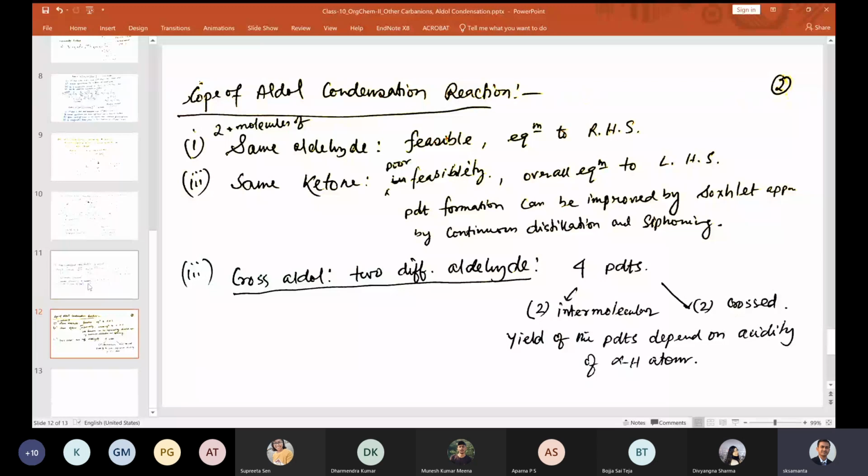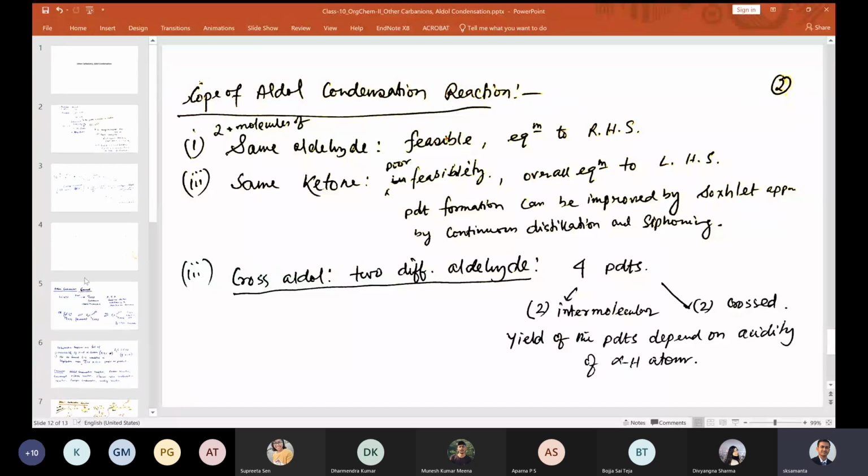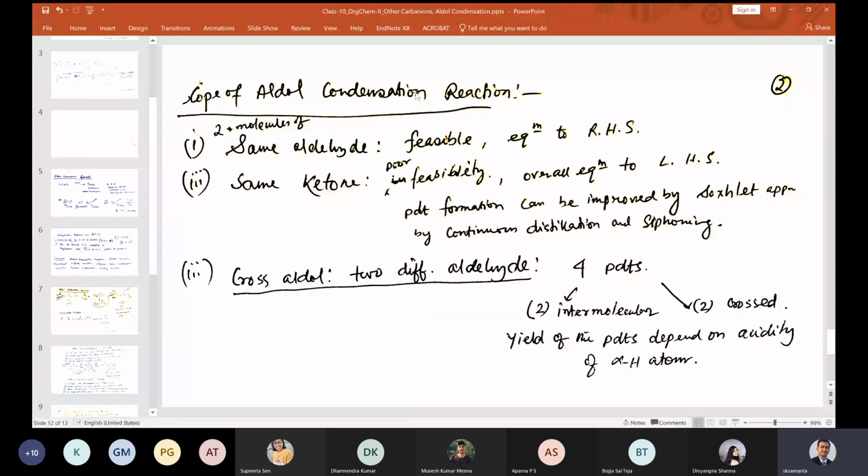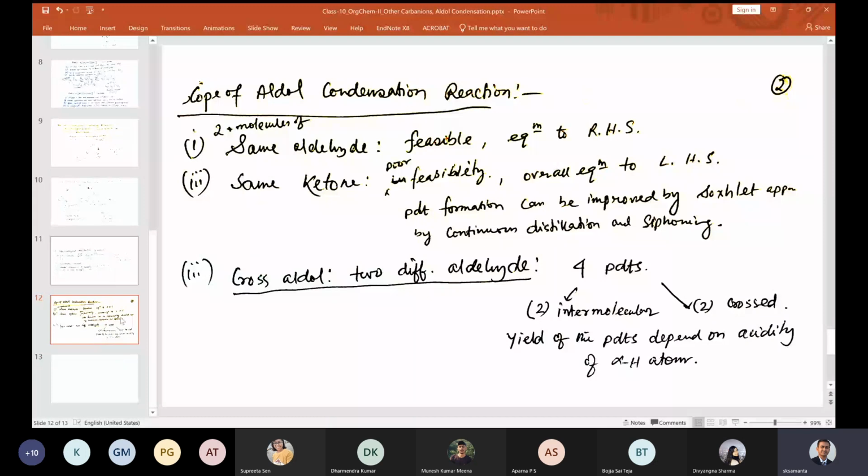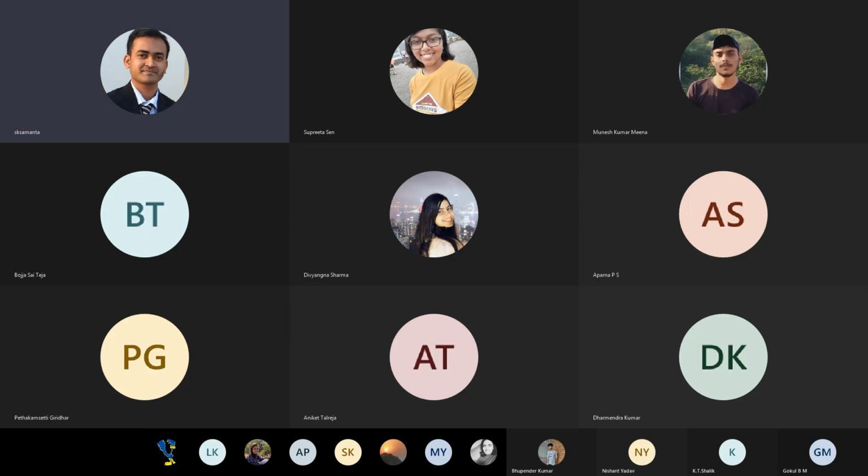So this is a little bit less today. We just covered only a few things of aldol condensation. In the next class, we will be covering more. So up to this part, everybody understood? Is there any doubt? No, sir. Okay, good. Then we will stop here today. But there are a few things that I have to mention. Just hold on, let me first download the attendance sheet.